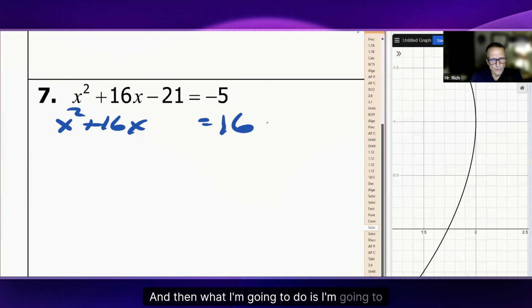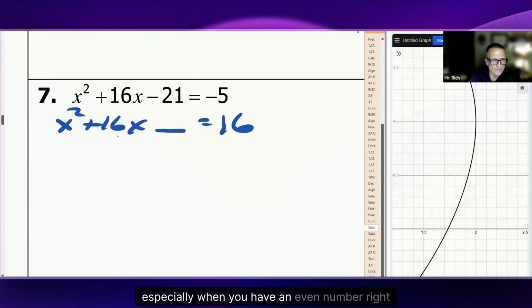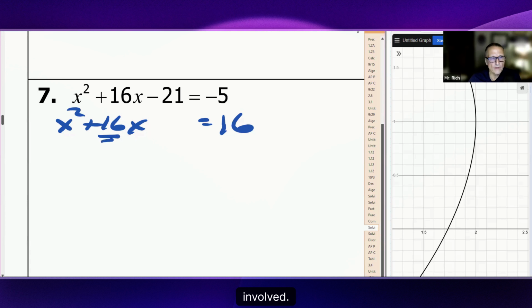And then what I'm going to do is select a number to put right here that would make that trinomial on the left-hand side a perfect square binomial. To find that number is pretty easy, especially when you have an even number right here. If it's not an even number, as you're going to see in a minute, it gets a little messy because fractions will be involved. Because what you have to do to get this number that we want to place here is take this coefficient in front of the x, divide it by 2, and square it.